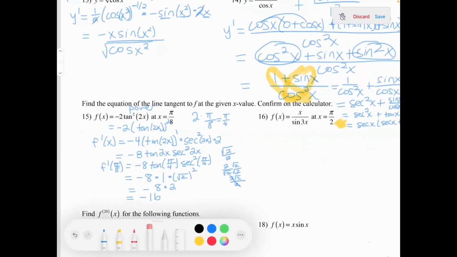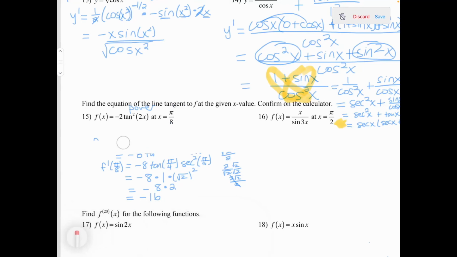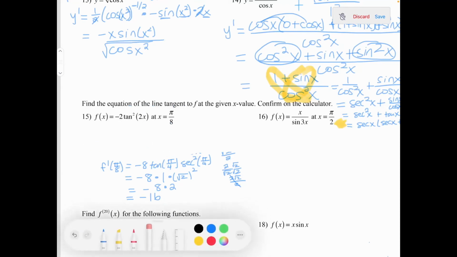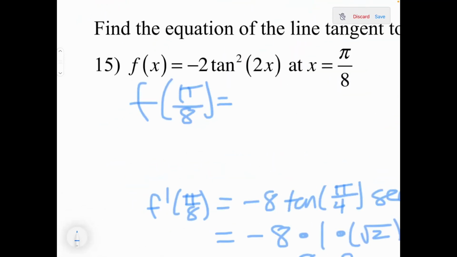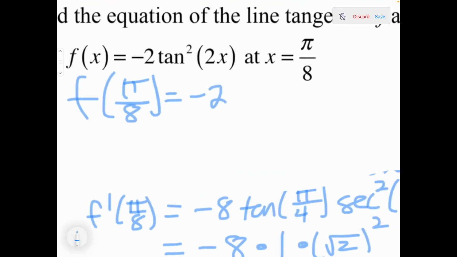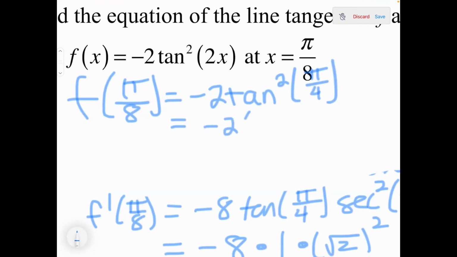I'm going to erase this so I have a little bit more room to work out some stuff. So we know the slope of the tangent line is -16. We know this is our x value, pi/8. We need to find our y value. So we need to know what f of pi/8 is. F of pi/8 would be -2 times tangent squared of 2 times pi/8, we talked about that earlier, is pi/4. Tangent of pi/4 is 1. So this is -2 times 1 squared, which is -2. So our y value is -2.